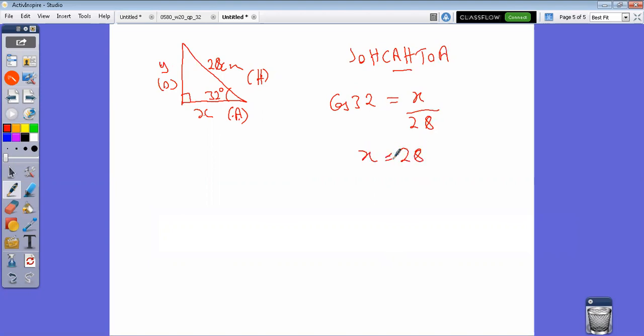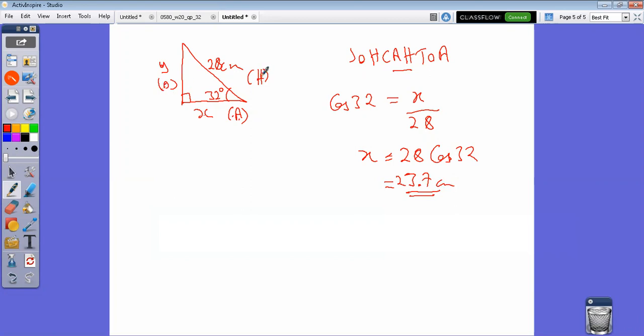You always write the side before the angle. You don't write anything on the side of the angle. It's always the side before the angle, and always remember that. So it's 28 cos 32. What do you get? 28 cos 32. 23.7. Correct. Now let's look at finding y.